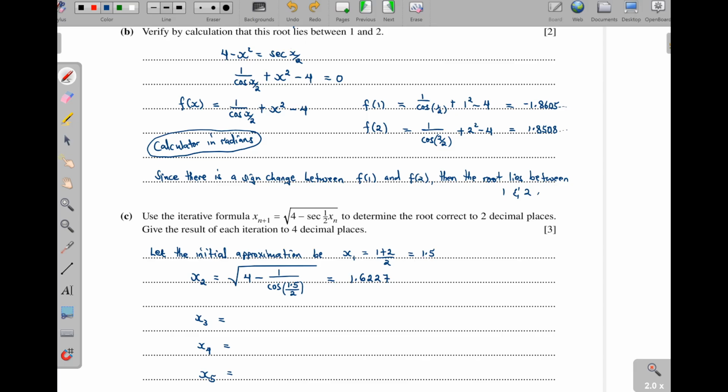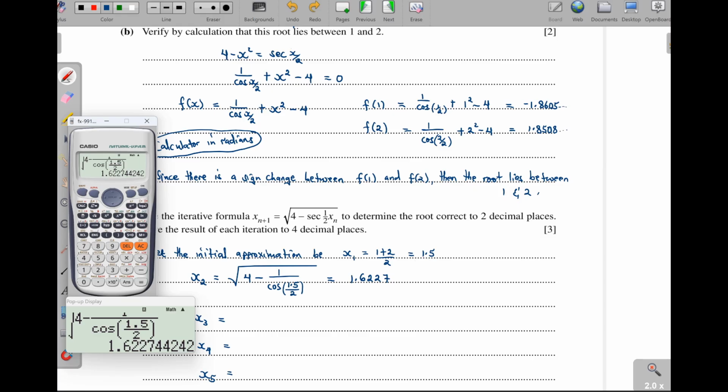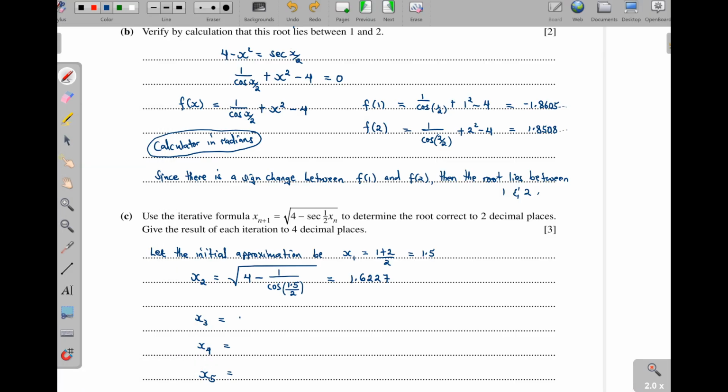Okay. Then the next one, we go to the calculator again. Now where there is 1.5, I'm going to put 1.6227. So you put this rounded figure. Don't say answer in that place and then you put answer. Sometimes, actually most of the times, it fails. So just put the rounded figure. Okay. So we have 1.5961. Then we go to the next one.